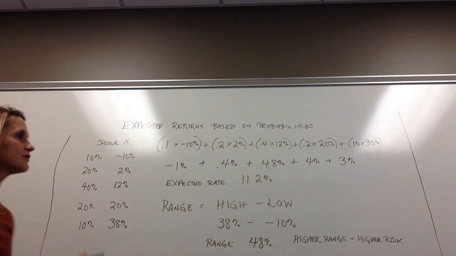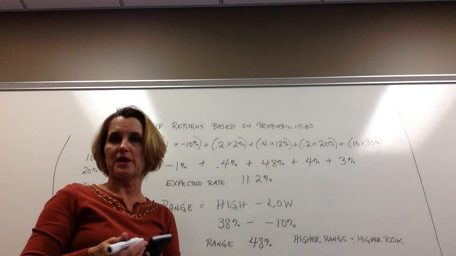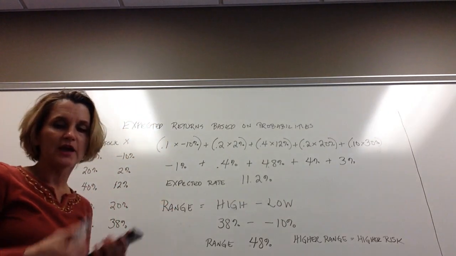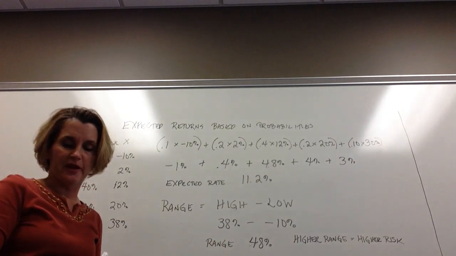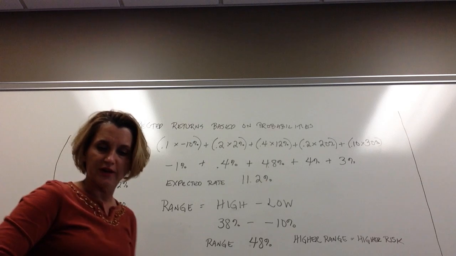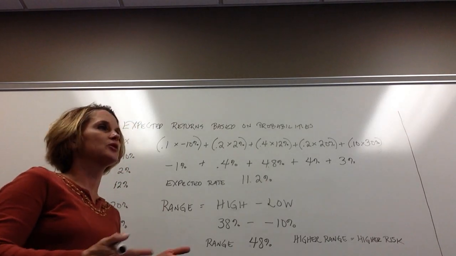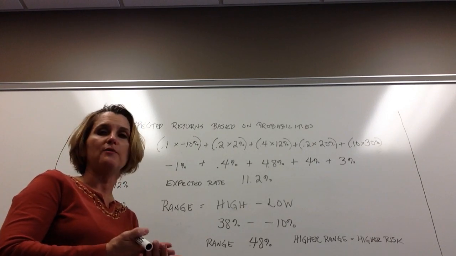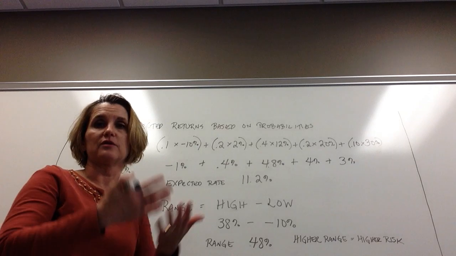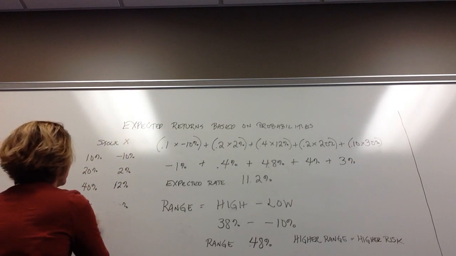That is how you calculate those expected returns based on probability, and we factor in risk just by using this range computation. The other type of return that we're going to calculate is our required rate of return. With the required rate of return, we are factoring in risk to say what we need to make in order to make it worth taking on that risk. That's a whole different formula.